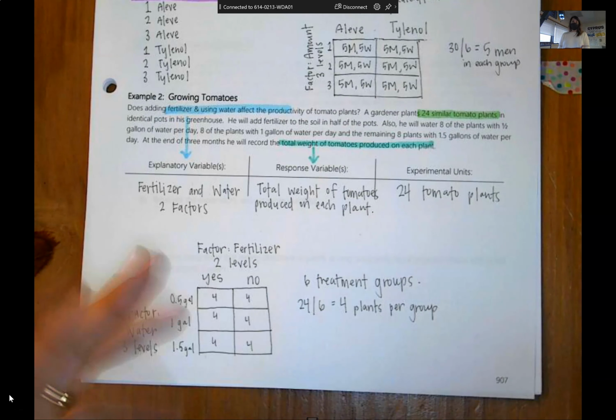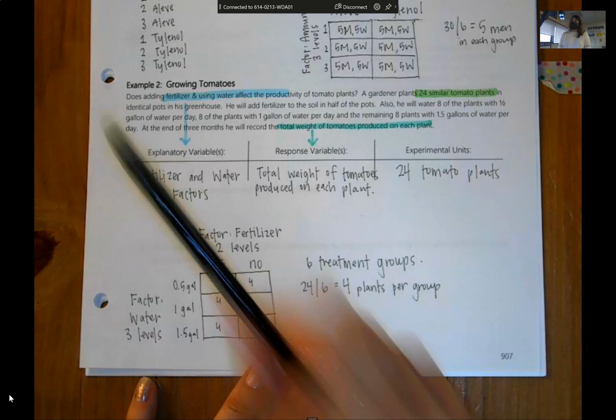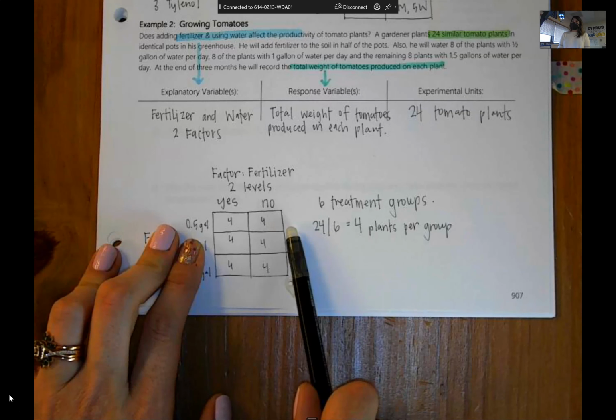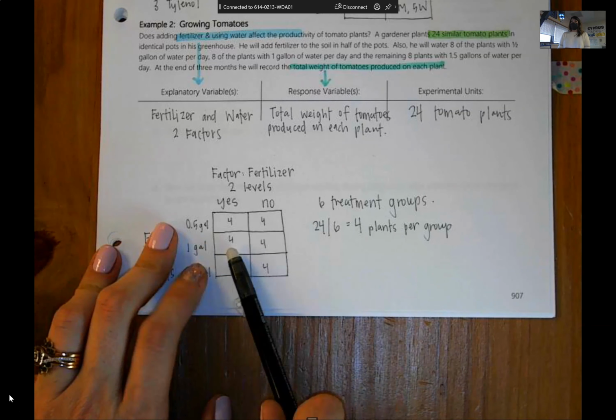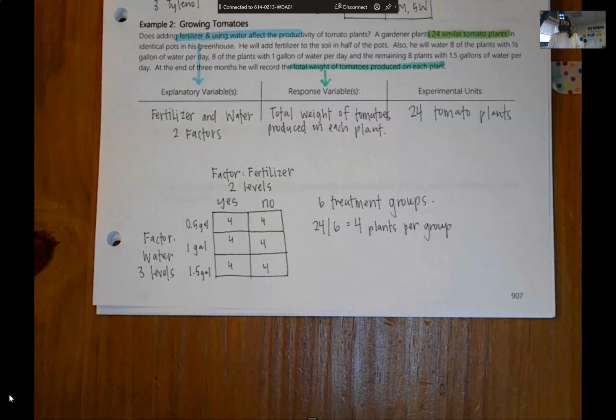And then just like the prompt told me, and it didn't make sense when they told me, but now it does, 8 of my plants are going to get half a gallon of water. Well, if I look at the half a gallon row, 8 of them are getting half a gallon. 8 are getting a gallon, 8 are getting 1.5 gallons. Is this making a little bit of sense?